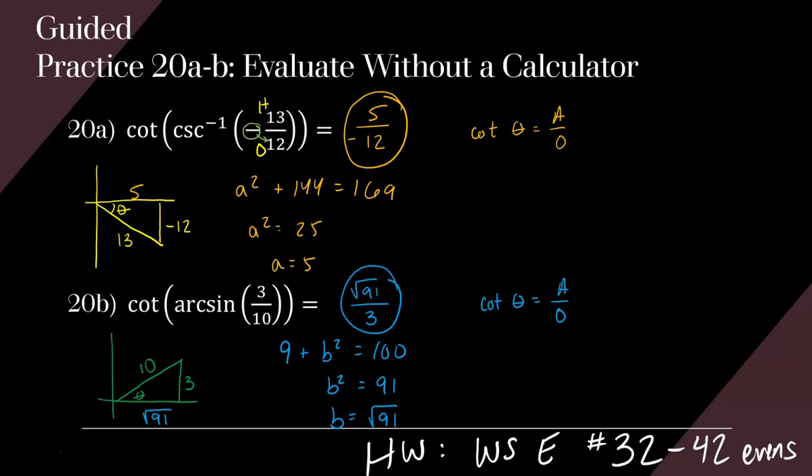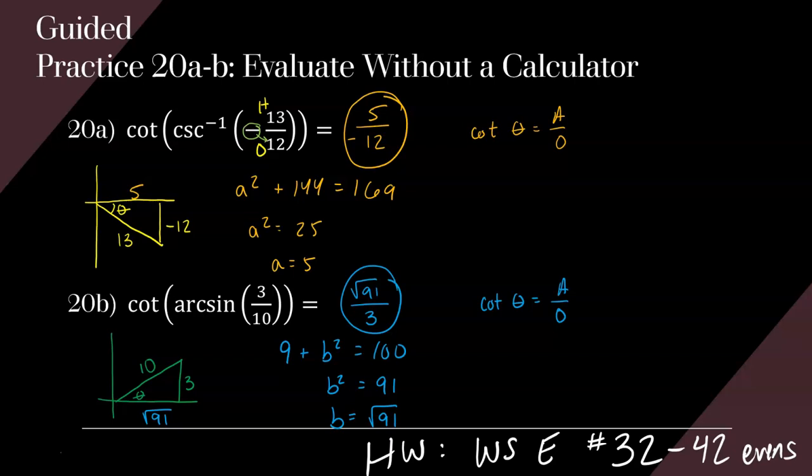And then the cotangent is the reciprocal of the tangent. Tangent is opposite over the adjacent. So the cotangent would be the adjacent over the opposite leg. So the adjacent leg is 5, the opposite leg is negative 12. So we can say 5 over negative 12 or negative 5/12 would be the same thing.